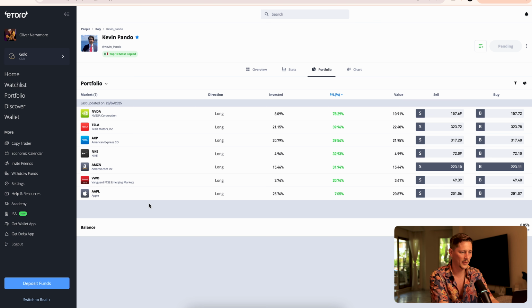I would usually look for maybe a few more than that, but I don't think there's anything wrong with that whatsoever. If you come across a popular investor who has 50, 60, 70 different stocks, once again, I would probably stay away from them because it means that they are just spreading too much risk. They have no idea what they're doing. You don't want someone with that.